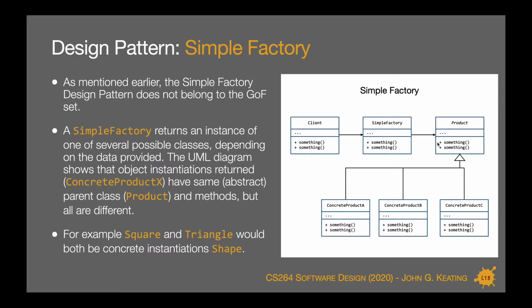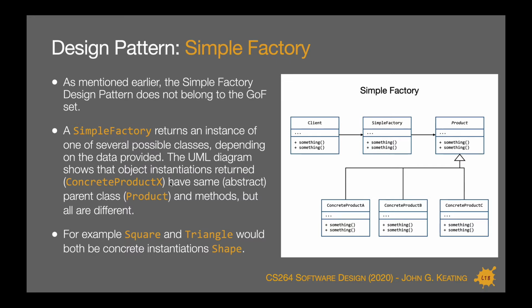So it's a useful exercise to be able to understand how these work. Each subclass here could be a square class, a circle class, a triangle class, each subclassing the shape class, for example, and then we can say, give me a shape, and we choose the appropriate one. The simple factory just returns an instance of one of several possible classes depending on the data that is provided. I might say, give me a circle, or give me a square.